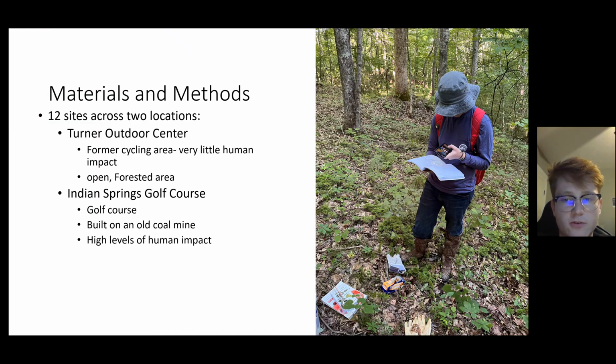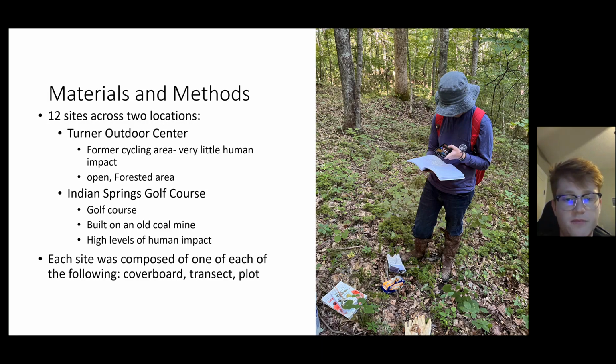I had 12 sites across 2 locations. One location was Turner Outdoor Center, which is a former cycling area with very little human impact. It's an open forested area. Indian Springs Golf Course is a golf course that's built on an old coal mine, which means it has very high levels of human impact. Each site was composed of one of each of the following: a coverboard, one transect, and one plot.